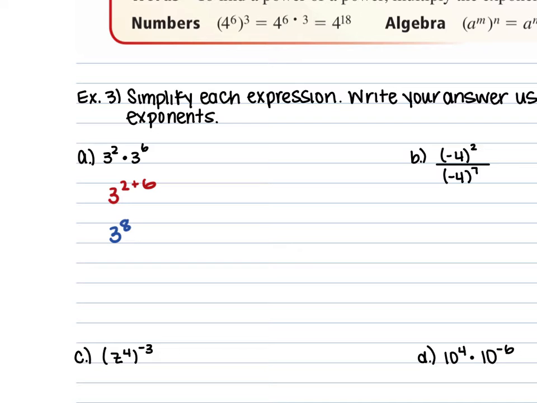Now with this, you could also simplify this further. That 3 to the 8th power would be 6,561. I'm not going to require you to go that far for a term like this that's much larger. So I would just tell you to give me this 3 to the 8th power on something like a quiz or a test that deals with this section.